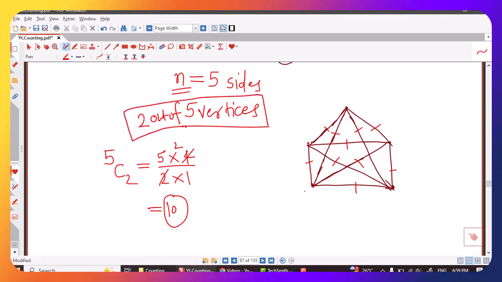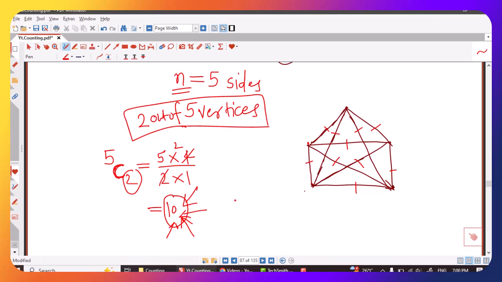That number can be obtained by taking the number of combinations of 5 vertices, taking 2 at a time. So this we can directly find out by using the formula of the number of combinations of r objects out of n objects. So we can select 2 vertices out of 5 vertices in 5C2, that is 10 ways. That means we can construct 10 straight line segments out of these 5 vertices.